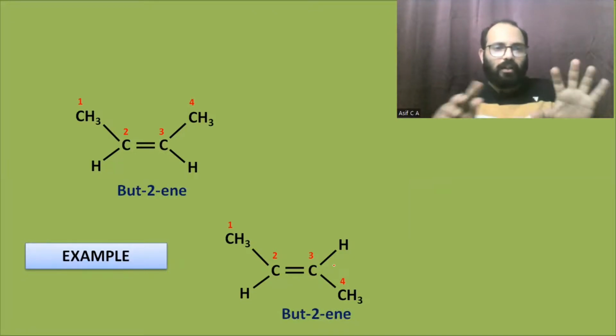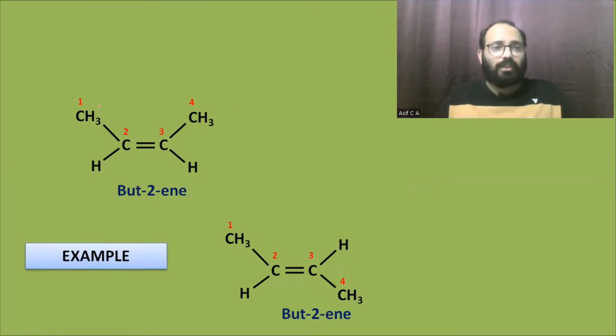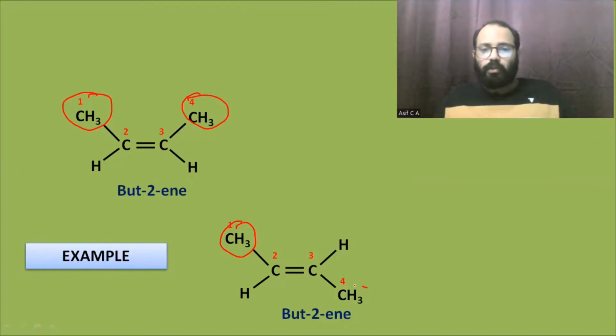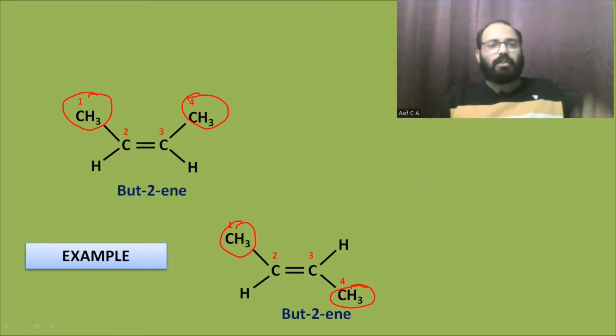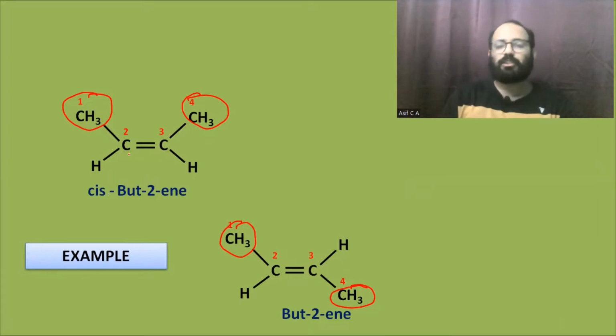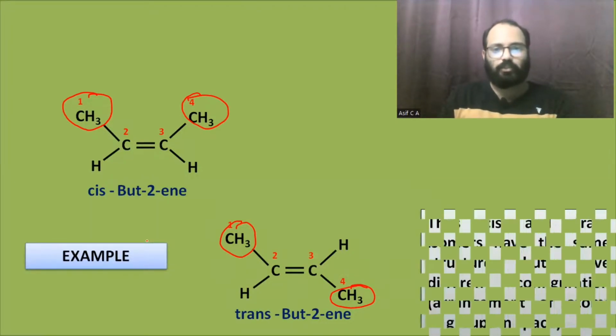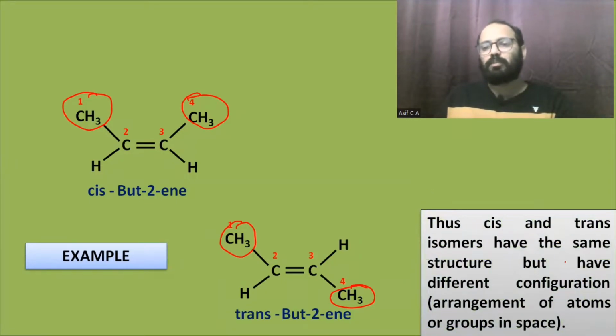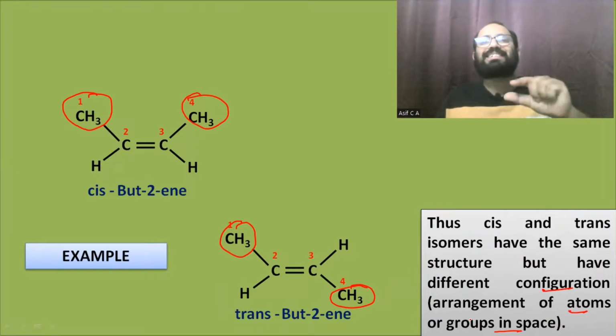So same molecular formula, same structure, but what is the difference? Look at this carefully. Here the methyl groups are on the same side, here the methyl groups are on opposite sides. When the methyl groups are on the same side, we call it the cis isomer. When the methyl groups are on opposite sides, we call it the trans isomer. You can identify that very easily. This is the trans isomer. Thus cis and trans isomers have the same structure but different configuration, a different arrangement of atoms or groups in space. The spatial arrangement is different. If cis and trans isomerism is to be shown, there must be restricted rotation.